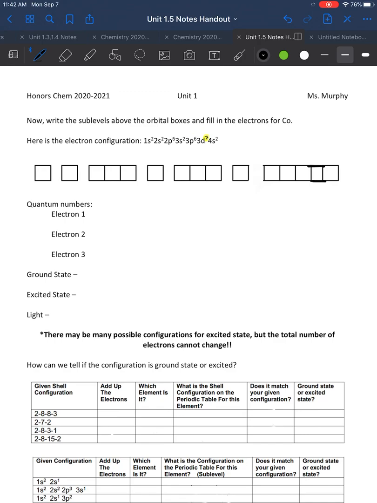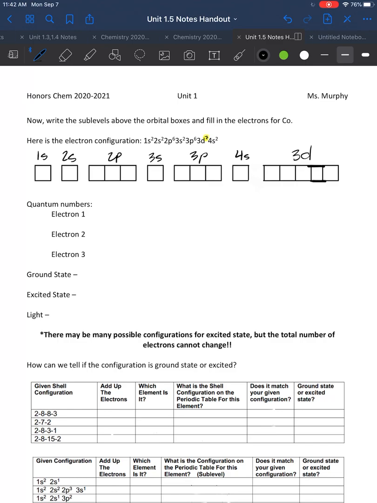So now we're going to write the sublevels above the orbital boxes and fill in the orbital box diagram. We are given the electron configuration, which saves us some time, but then labeling the sublevels, we have 1s, 2s, 2p, 3s, 3p, 4s, and then 3d. So your orbitals might have looked a little different, but this is how I would have laid them out, because we always fill 4s before 3d.